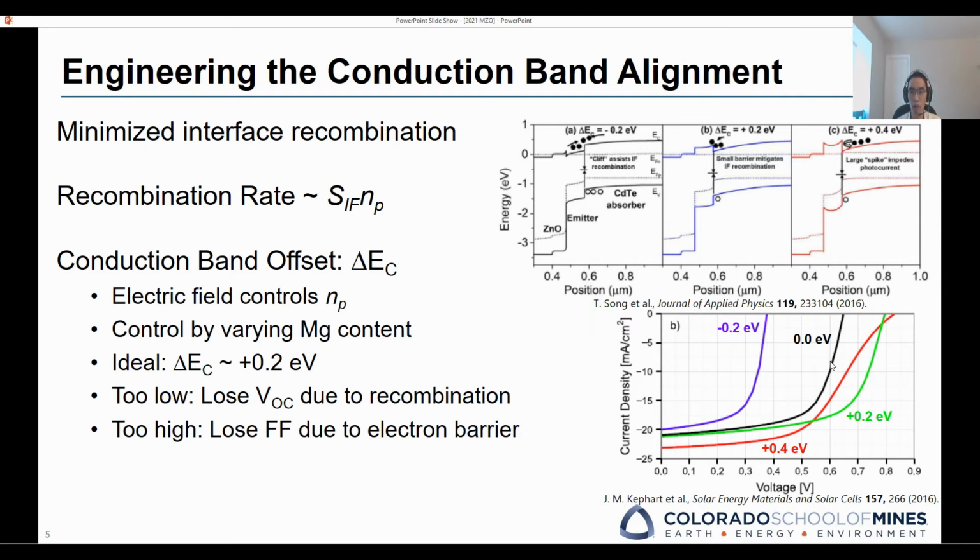If the conduction band offset is too high, we don't have hole accumulation, but we will have an electron barrier at the interface that minimizes the flow of electrons, which increases the series resistance and creates this S-kink in the JV curve.